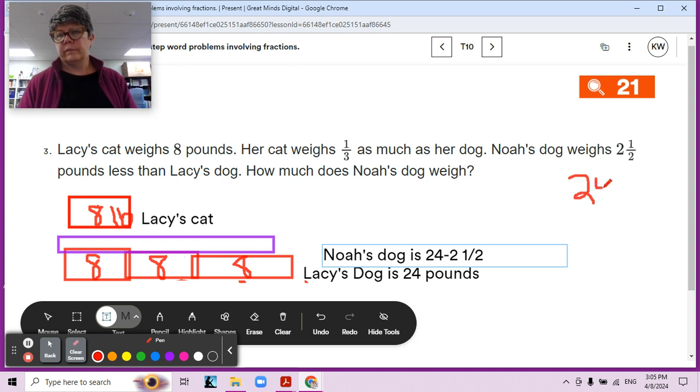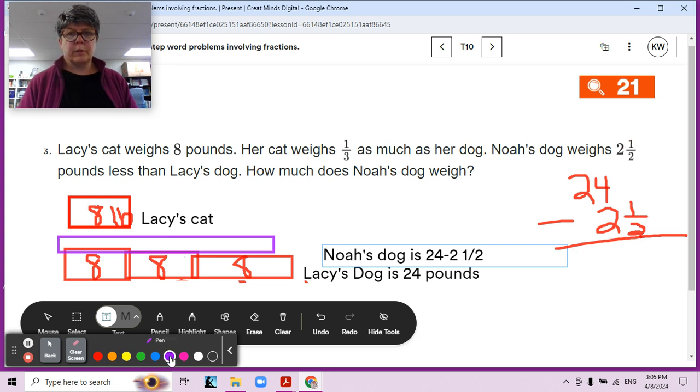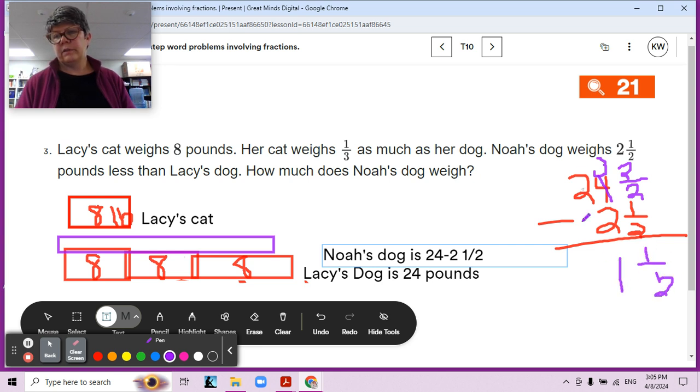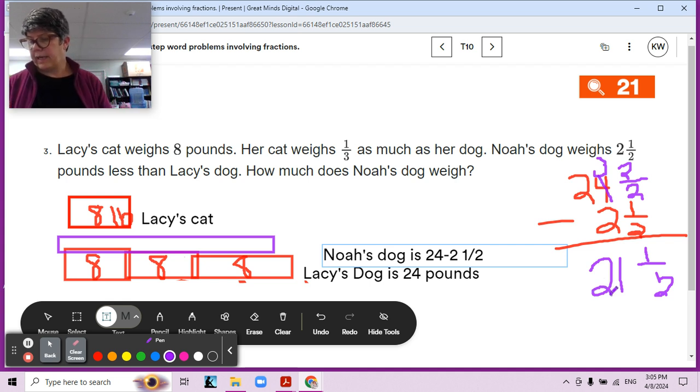24 minus 2.5. Okay, now we don't have any fraction to subtract this fraction from, so we're going to want to borrow, right? We'll change this to a 3 and 2 halves. So now it's 23 and 2 halves. 2 halves minus 1 half is 1 half. 3 minus 2 is 1. 20 minus nothing is 20. So Noah's dog weighs 21.5 pounds.